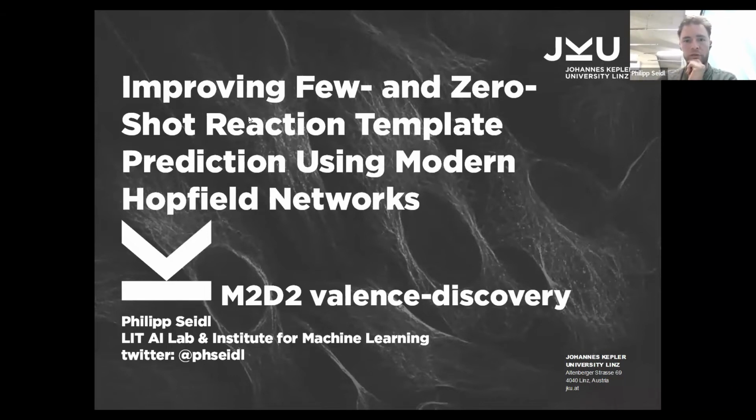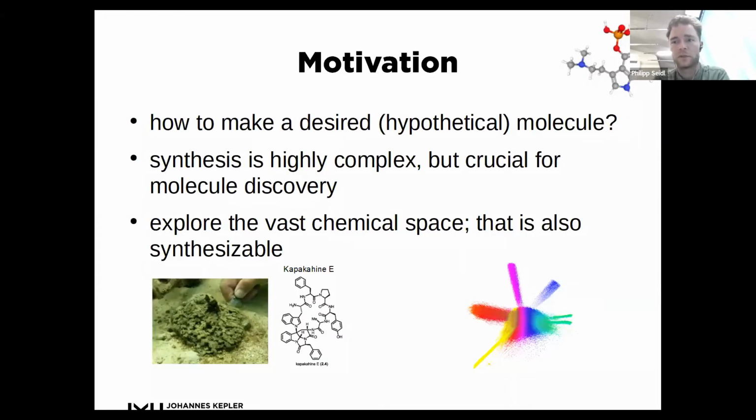So today I will be talking about improving few and zero shot reaction template prediction using modern Hopfield networks. This was work we started off in late 2020. And yes, so what are we trying to do here? Let's give you a bit of motivation on the topic.